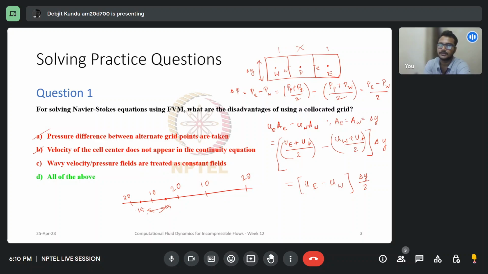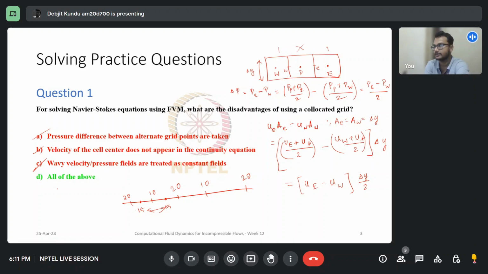So that's why it doesn't matter whether it's pressure or velocity. Either way, it will end up appearing as any gradient-free, it would appear as constant fields. So this is also another disadvantage of the collocated grid. So that's why we don't use it.